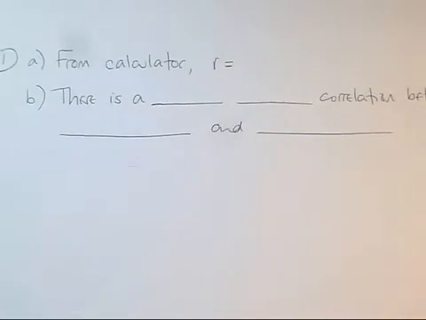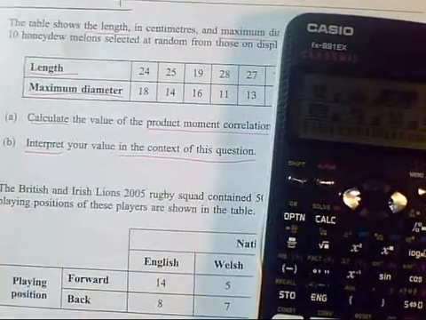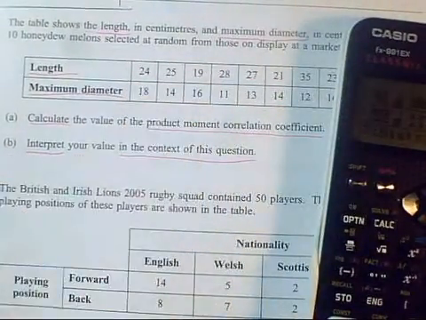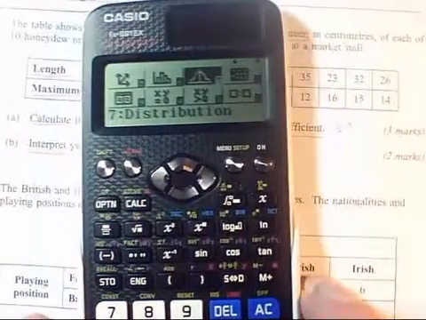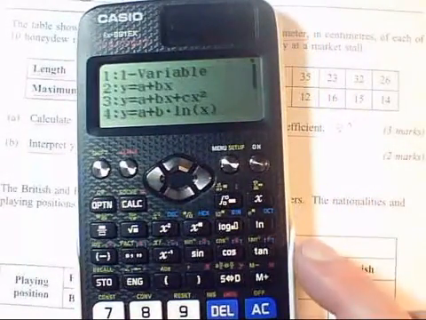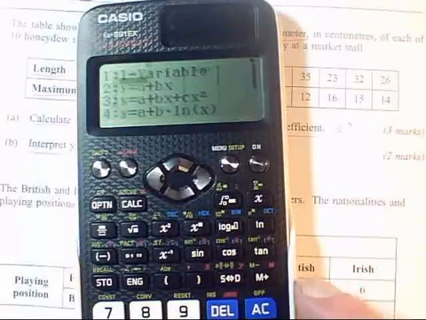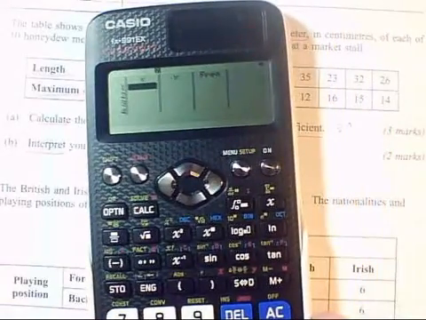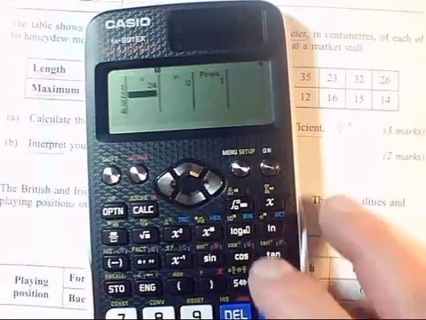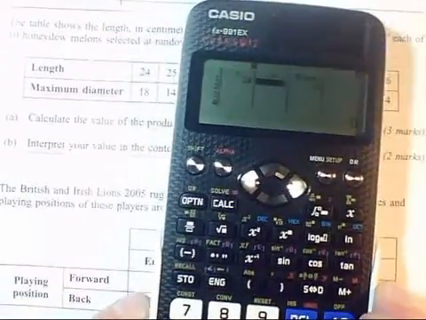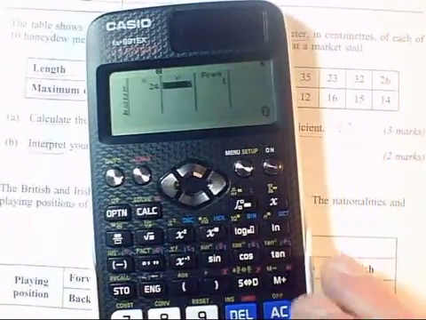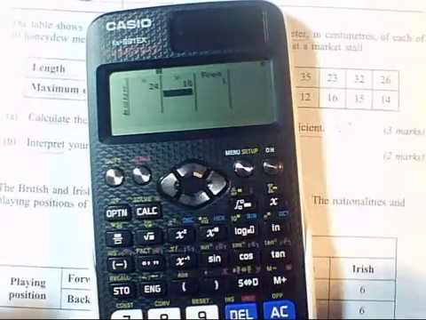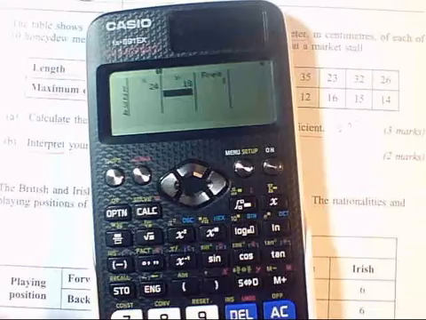Shouldn't be too hard. Okay, so to complete this question about the melons, I need to firstly enter the data into the calculator. So I need to be in statistics mode, and I need to be in y equals a plus bx mode. My first x value is 24. I'll put the y value in next. So the y value for that one is the diameter, which was 18. So that's my first set of data. I need to put in all the other ones onto the calculator.